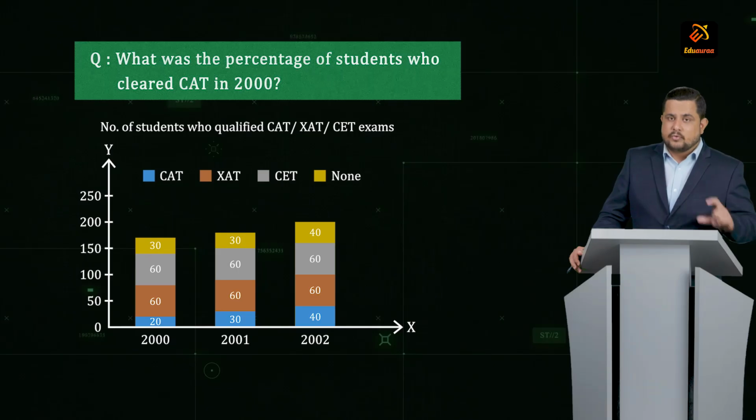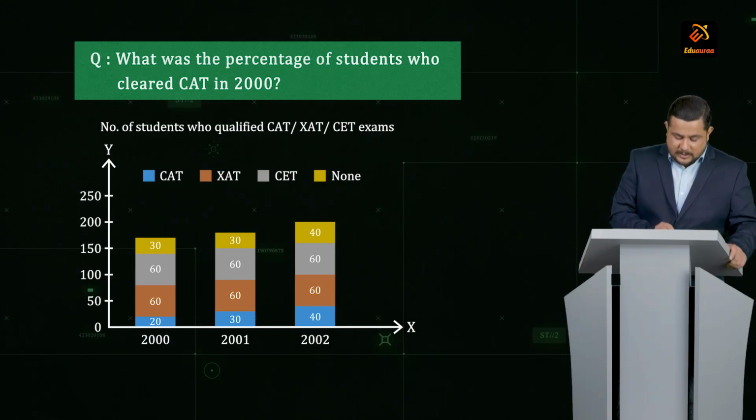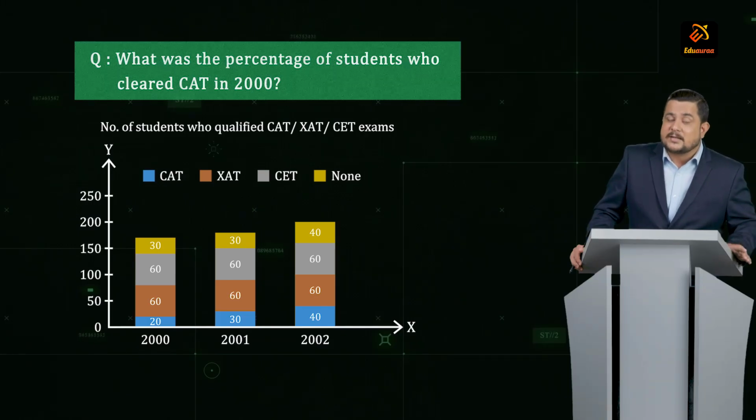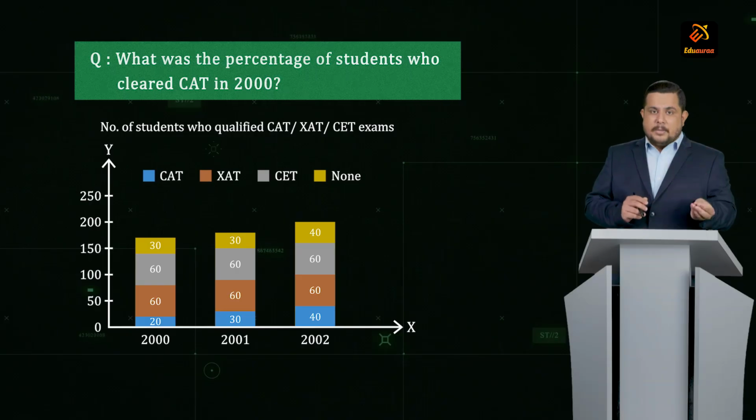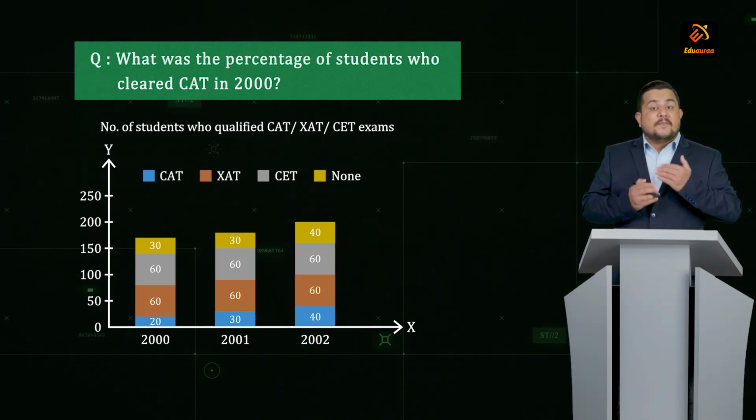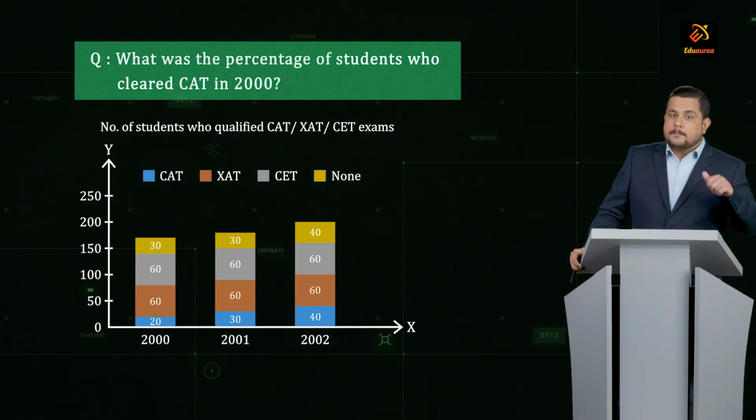You can easily read from the given data that CAT students belong to the blue color. So in year 2000, in the blue color segment, how many students are in that particular subdivided part? 20. But they are not asking for 20 students. They are talking in percentage, and there is a big difference between the number of students and the percentage of students, right? So the number of students was 20. That is completely correct. But how many percent?